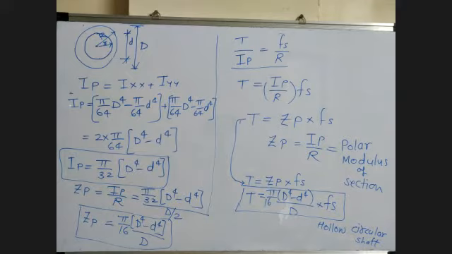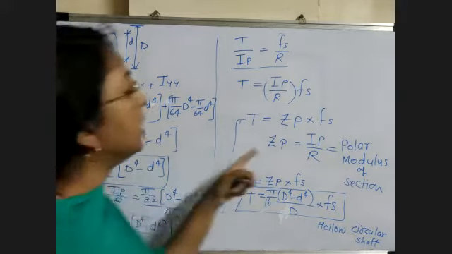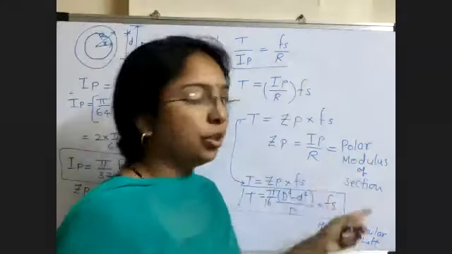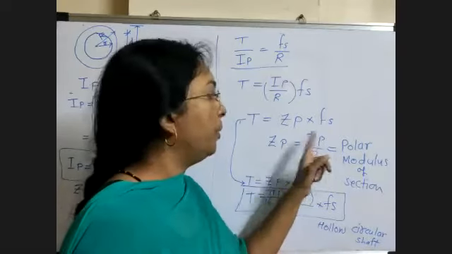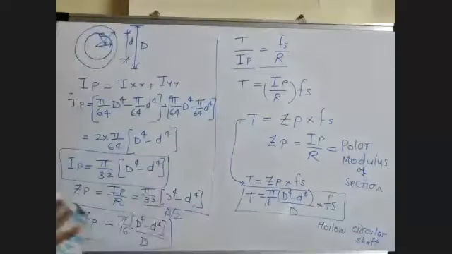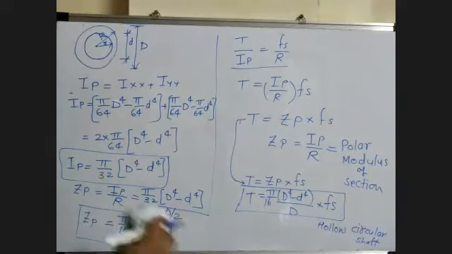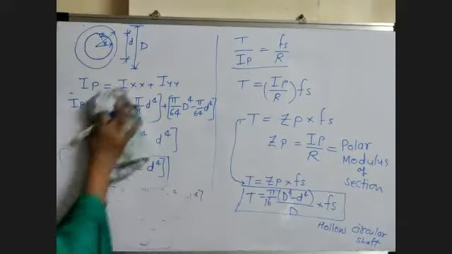So maybe it can be asked for 2 marks: define polar modulus of section. It is the ratio of polar moment of inertia to the radius of shaft. So these are the two modified formulas. So we can use this.